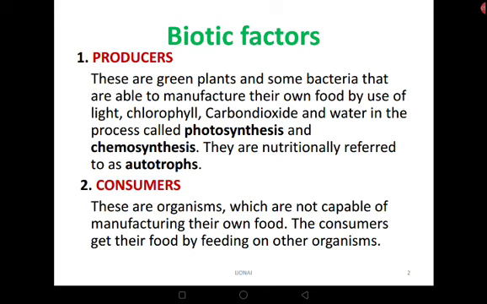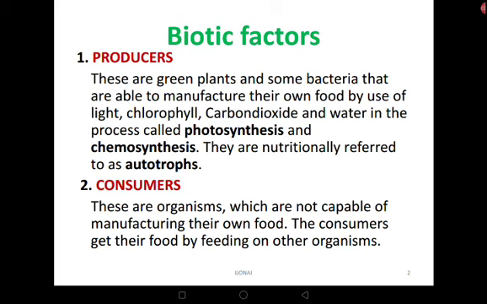What are these ones? From the word to produce, it means they are a source. They are at the bottom. They provide nourishment to many other organisms. So these are green plants and some bacteria that are able to manufacture their own food by use of light, chlorophyll, carbon dioxide, and water in the process of photosynthesis.